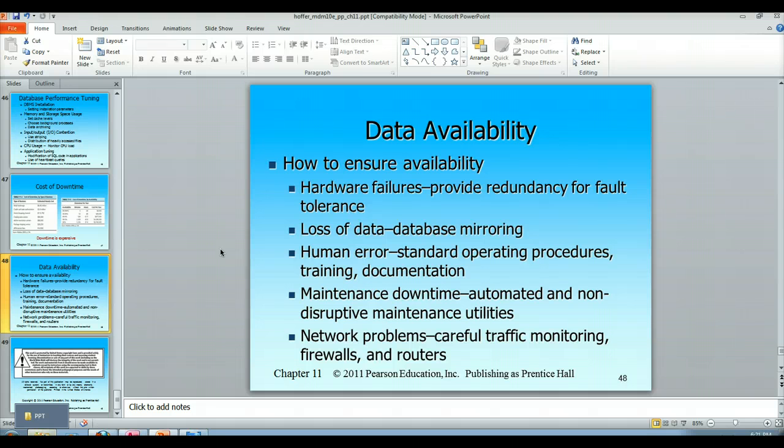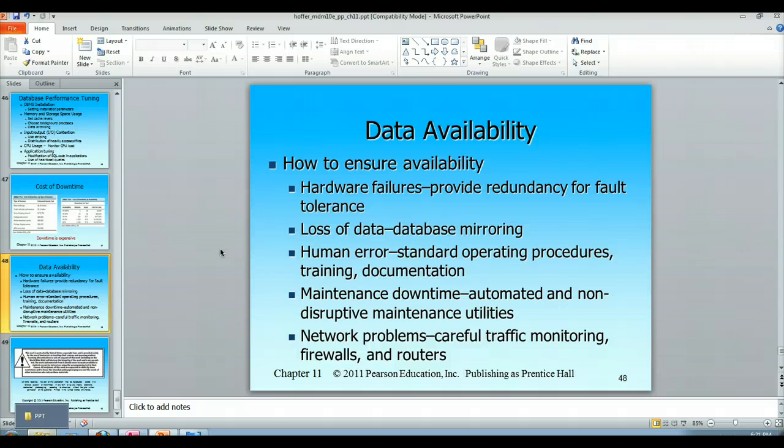The amount of resources you put into that is associated with how much money you have to spend. So you can have a RAID 10 system and never have to worry about it going down, or you don't have enough money for that, so you're going to get into some kind of fault tolerant scenario.